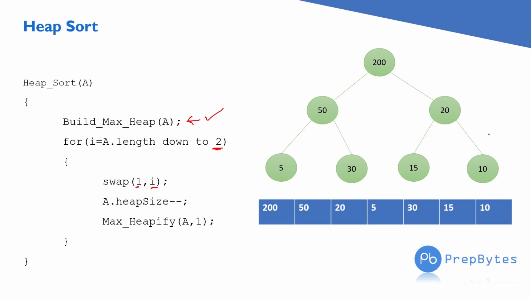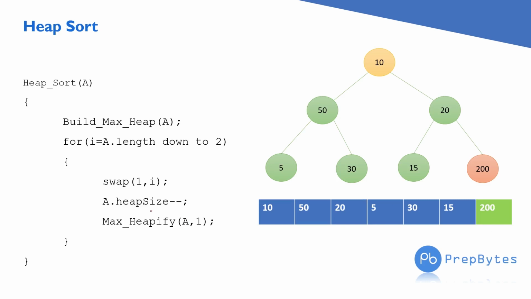So I is currently pointing to 10. Yes, correct. And the first element is 200. What you have to do is you have to swap 200 and 10. So the first step is swapping. Yes, so 200 came at the end of the array. So now you can see that the maximum element came at the end of the array. We want to sort the array in ascending order, so the maximum element should be at the end of the array, and it is at the end of the array.